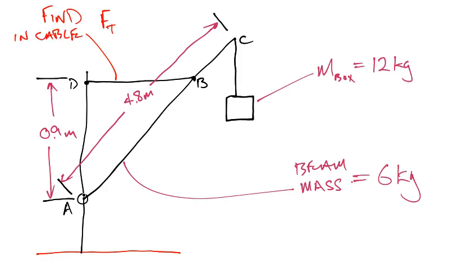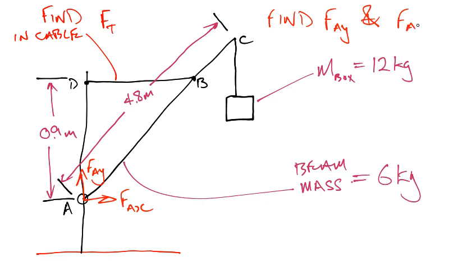Okay. So, if it makes it any better, this here from D to B is a cable, but A, B, C is not a cable. A, B, C is actually a beam. Okay? And the other thing which we need to figure out is what are the reaction forces at point A. So let's call this FAY, and we'll call this FAX. So we need to find FT, and we also need to find FAY and FAX. How are we going to do this?